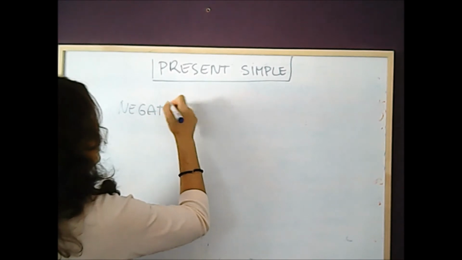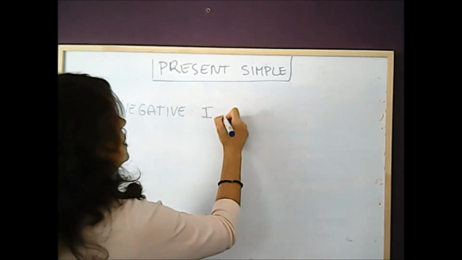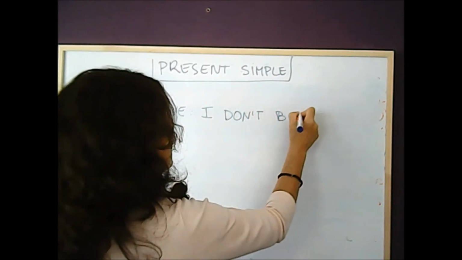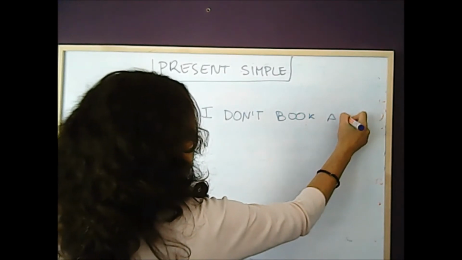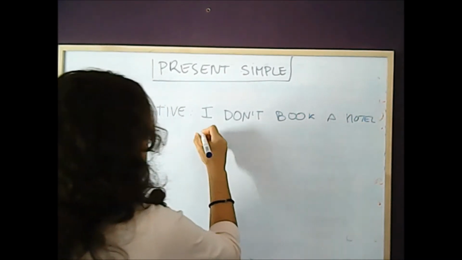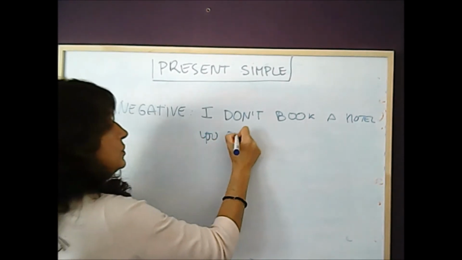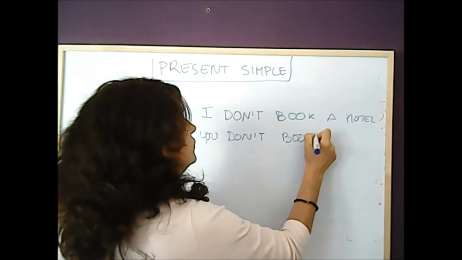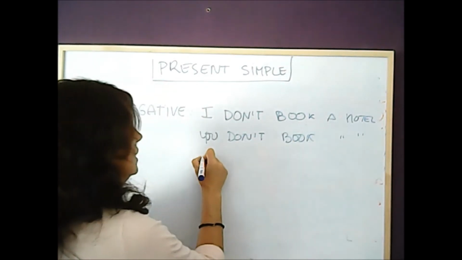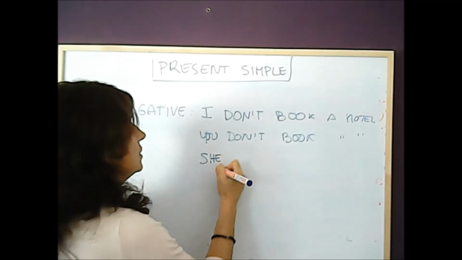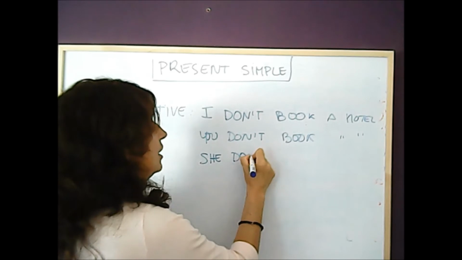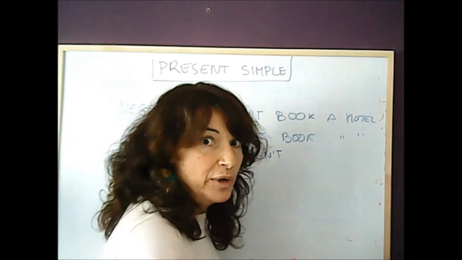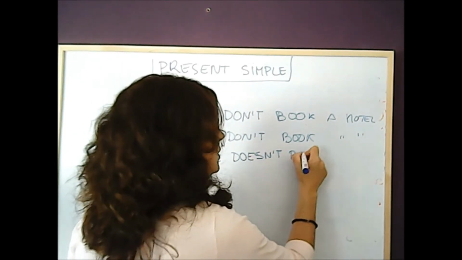I don't book a hotel. You don't, and this is an apostrophe, book a hotel. She doesn't, and we write doesn't. I will explain after. Ho explico després.